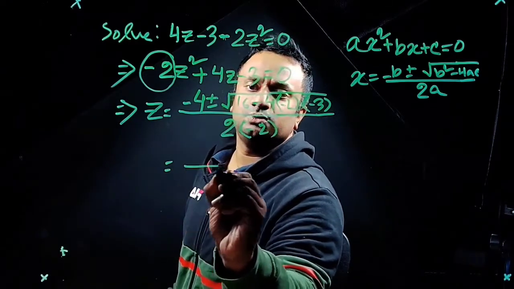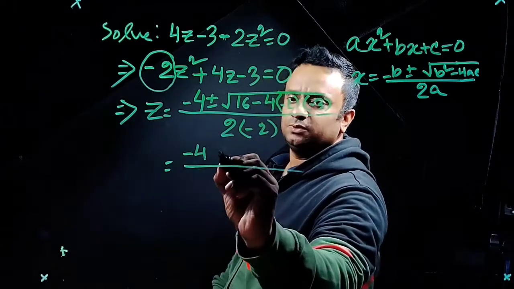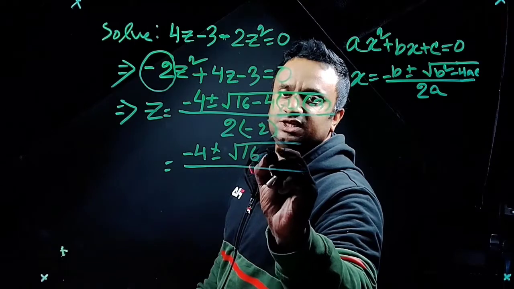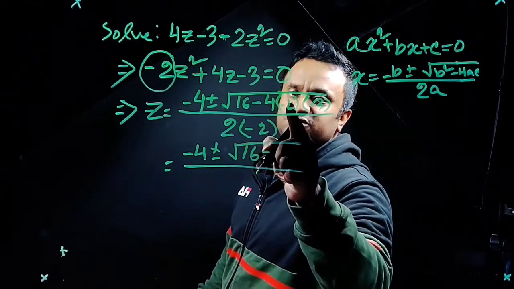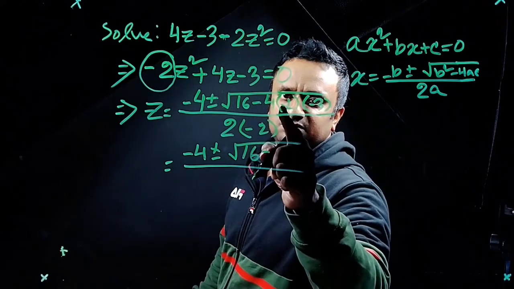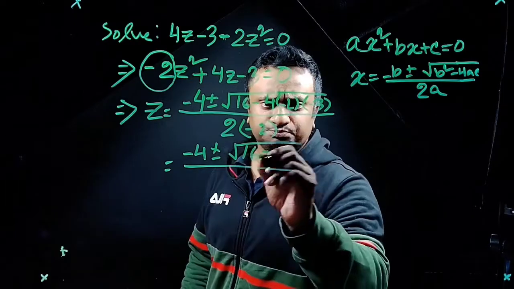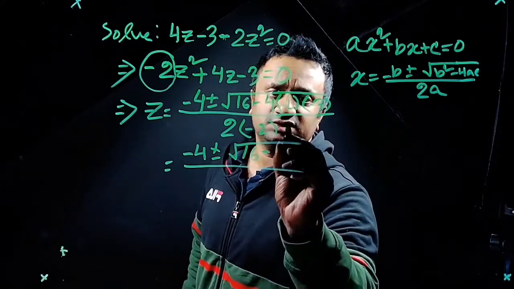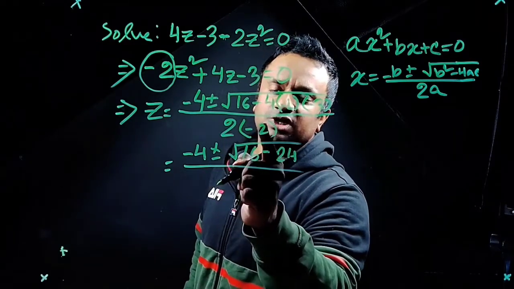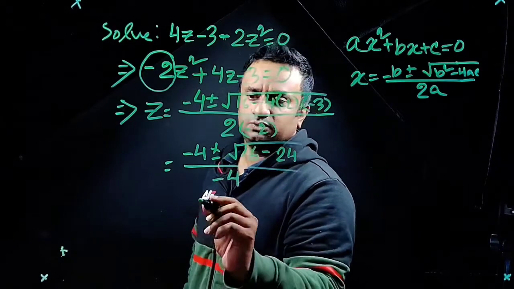Now we calculate and it becomes minus 4 plus minus 16, and then 4 times 2 is 8, 8 times 3 is 24, and minus makes it plus, and then plus and minus makes it minus. So it becomes minus 24 and divided by 2 times minus 2, that is minus 4.